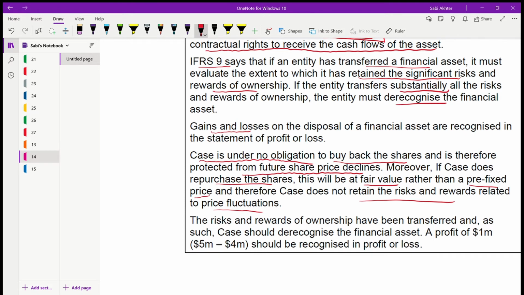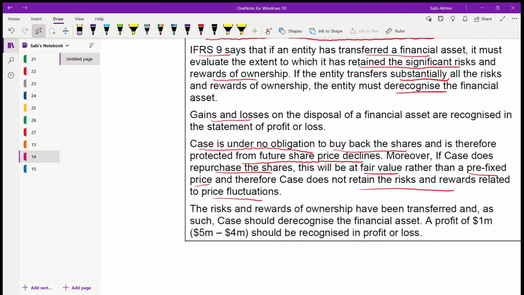Because it does not have the obligation to buy back the shares, even if the price reduces, he's protected from the share price decline. That's why, if he's protected from the share price decline, it means there is no risk, right? He's protected from the risk from the price fluctuations. So the risk and the rewards of ownership has been transferred.